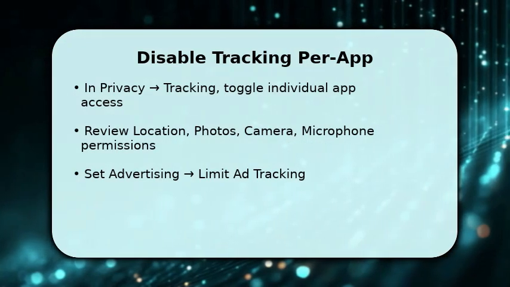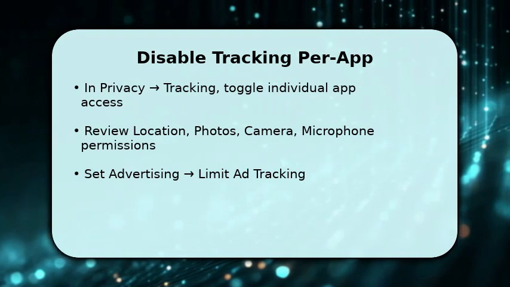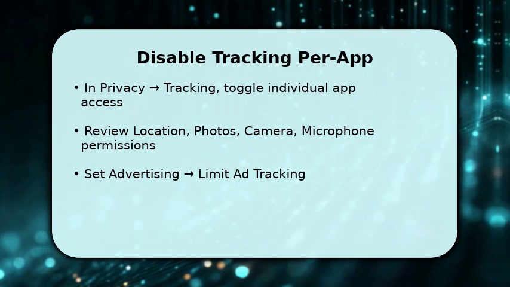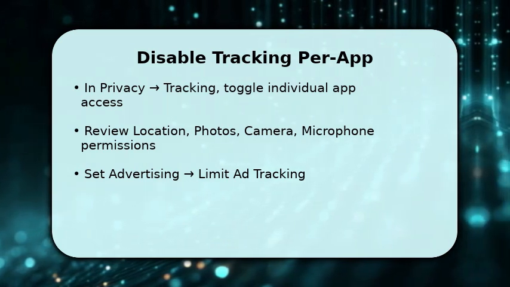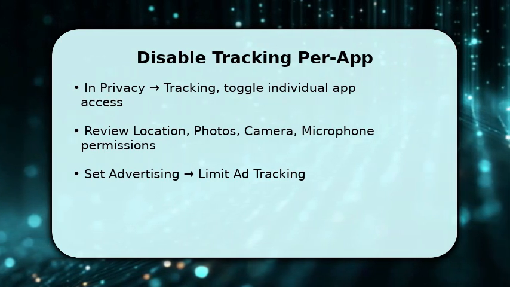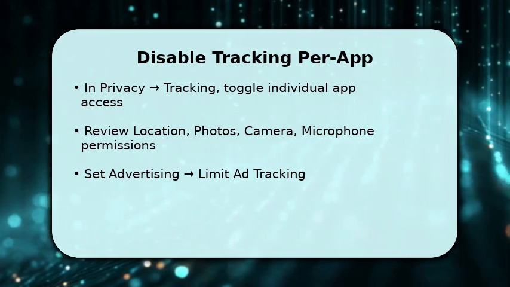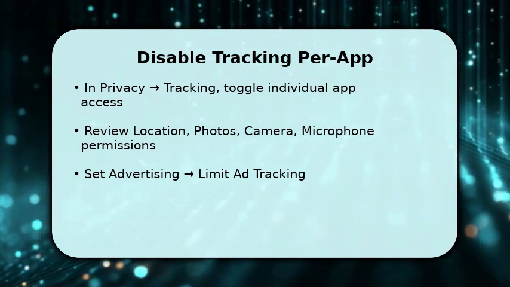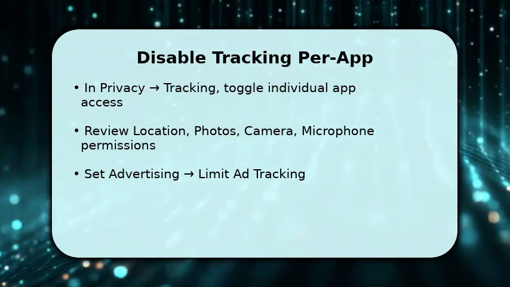Next, you'll go deeper per app. In Privacy > Tracking, scroll the app list and deny any app you don't trust. This prevents cross-app IDFA-based tracking. Then check Location, Photos, Camera, and Microphone permissions because those sensors can leak behavior. Change access to while using or never as appropriate.